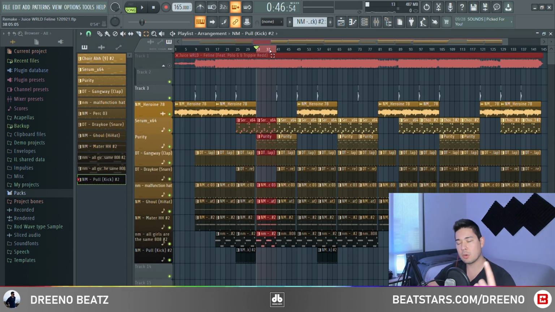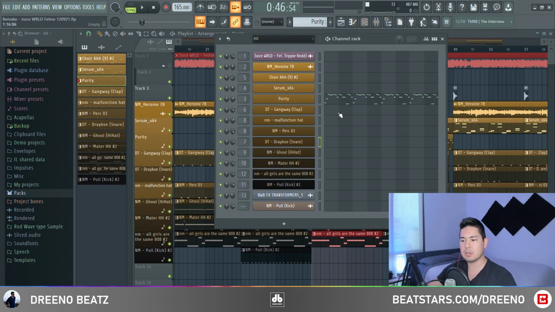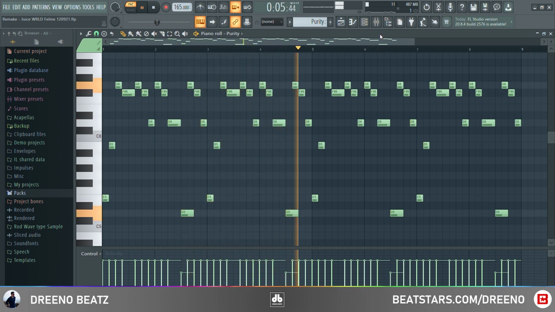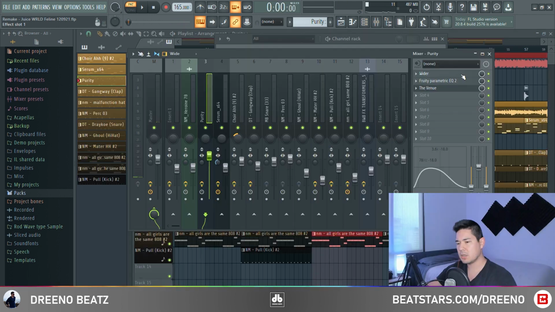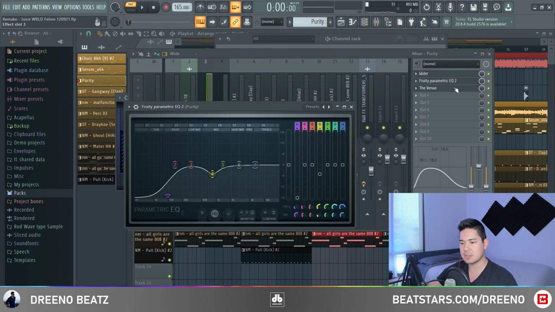Moving on, we have one more melody coming in for this beat. For this, I'm not sure if this is the exact preset, but the closest one I found that sounds similar enough is in Purity, called the Dirty Suitcase preset. As far as effects go, I just gave it some wider EQ and took out a lot of frequencies and gave it some reverb.